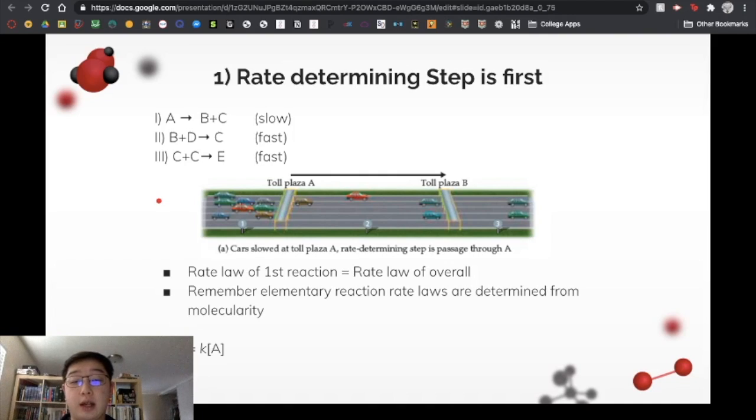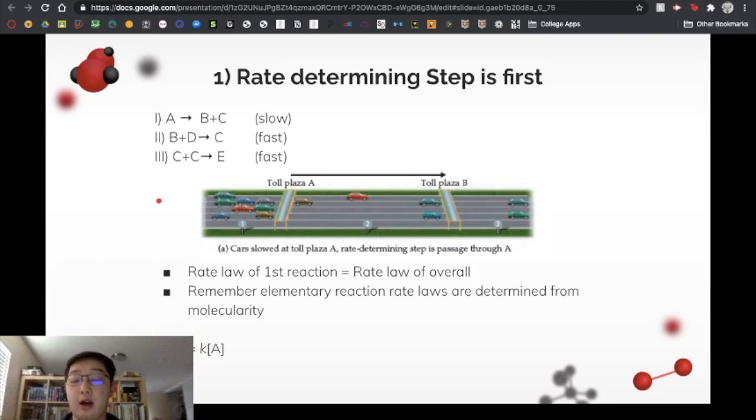So for the first case where the rate determining step is first, you can see this is an analogy given by the textbook where you have like a bridge, right? And you have one toll plaza and you have another toll plaza. In this case, the first toll plaza, which represents the first step of the reaction, is the slowest reaction. So in that case, it doesn't matter how fast toll plaza B is, right? The speed at which cars can pass the bridge is only going to be dependent on toll plaza A. And toll plaza B is faster than A, so it doesn't matter essentially.